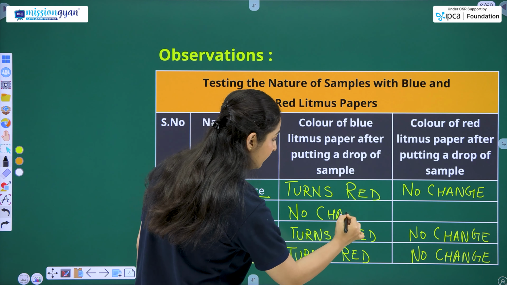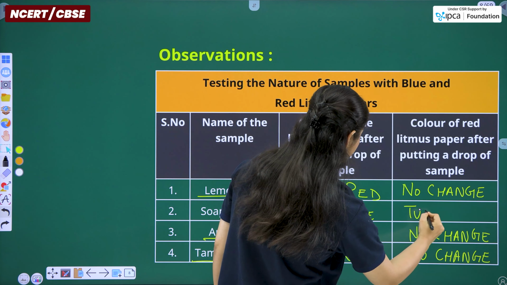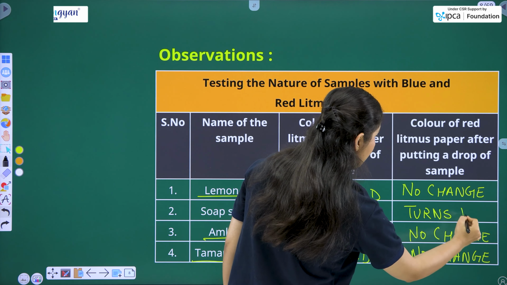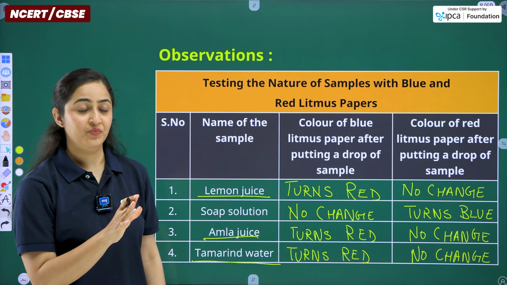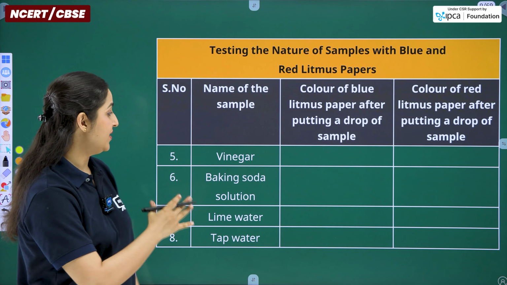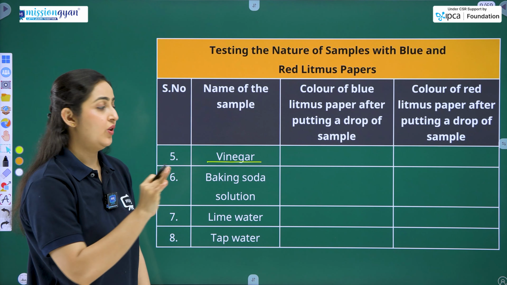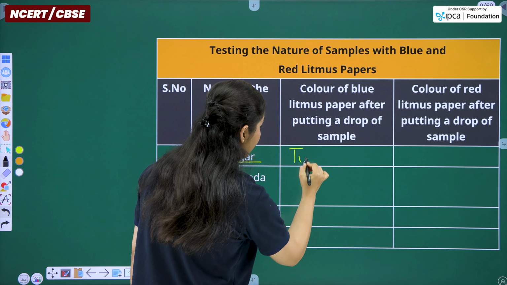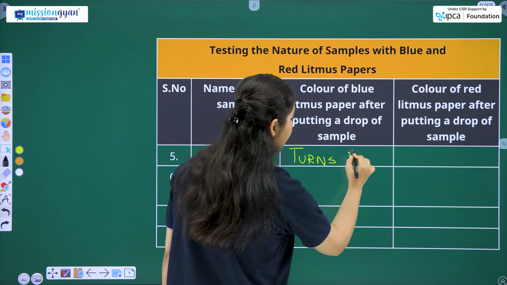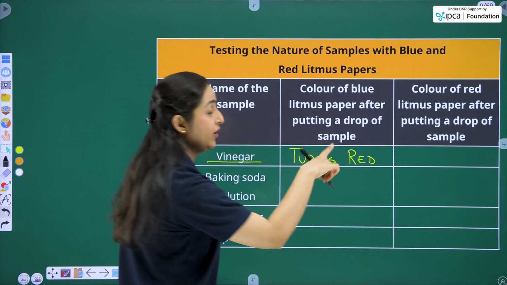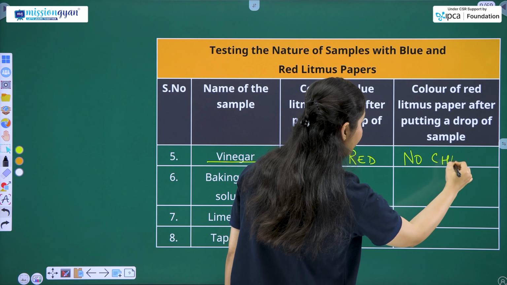But here, the red litmus paper turned blue. Okay, let's see other samples now. Here, students, vinegar again gave you what? The blue litmus paper turns red in the case of vinegar, but there was no change seen in the red litmus paper.